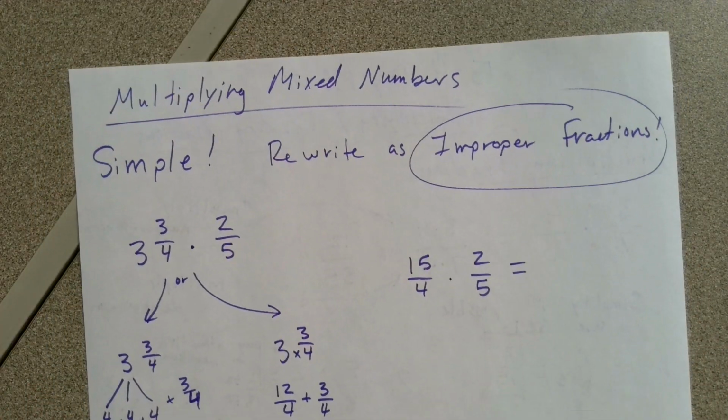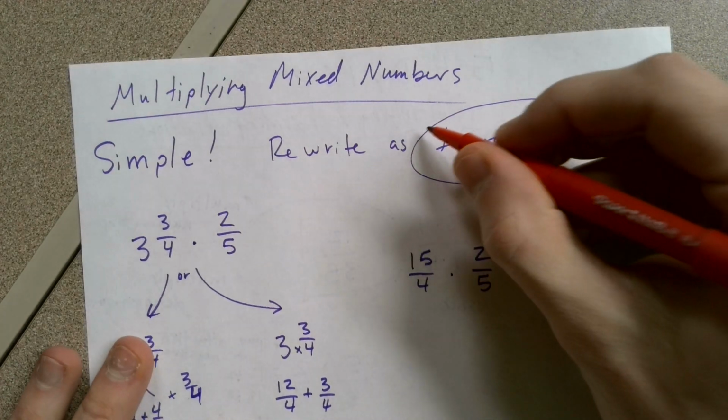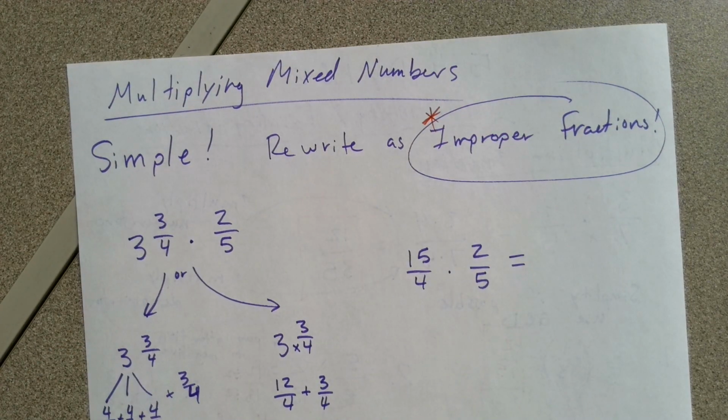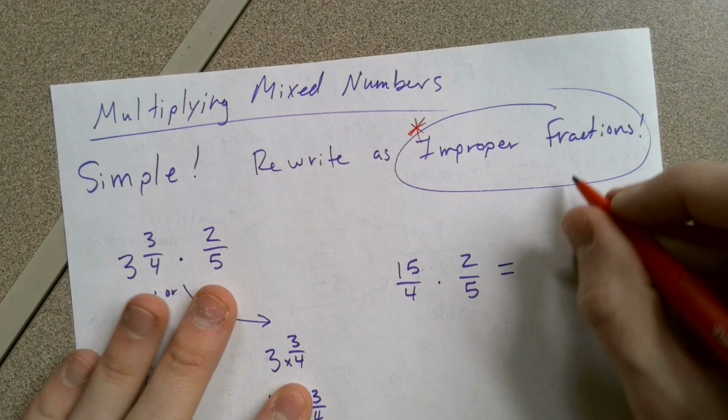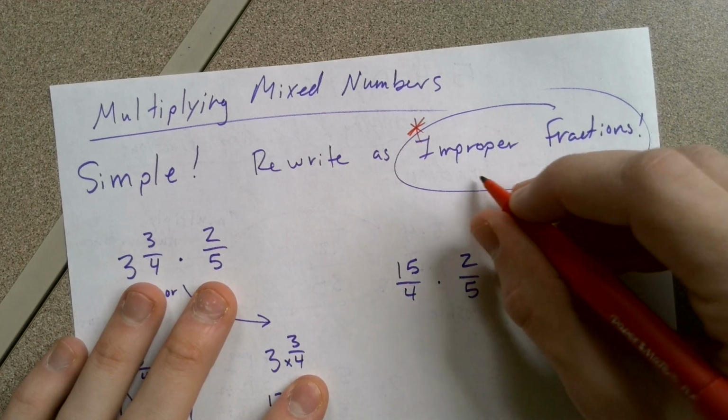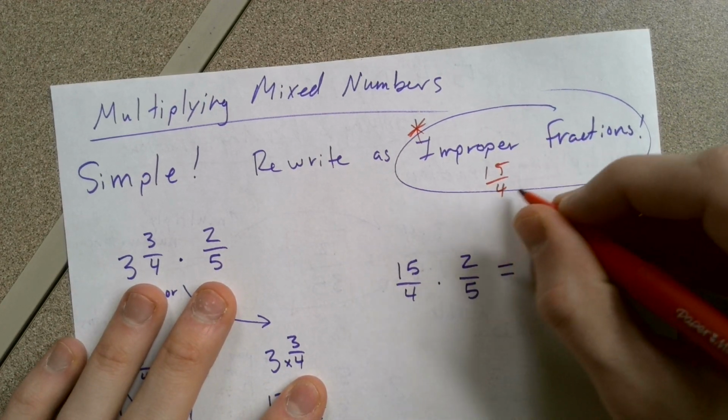All right, multiplying mixed numbers. This is really simple. It's going to be our same process, our same steps. The only difference is we are going to rewrite first using improper fractions. What is an improper fraction? Well, that means we have a bigger number on top than on bottom. Example would be 15 over 4.